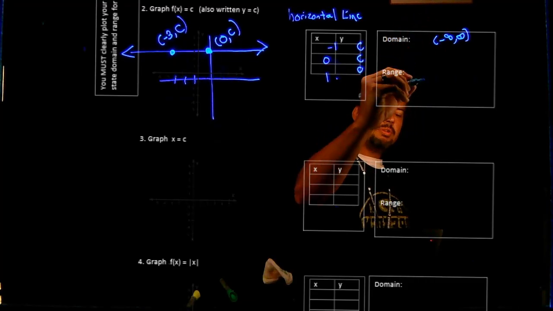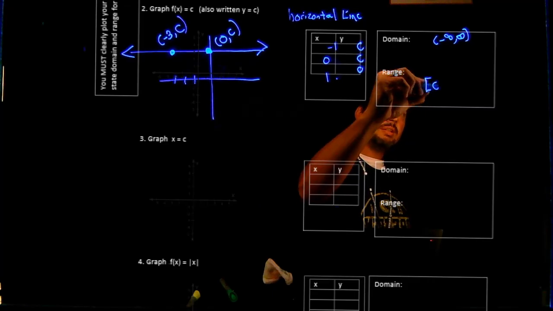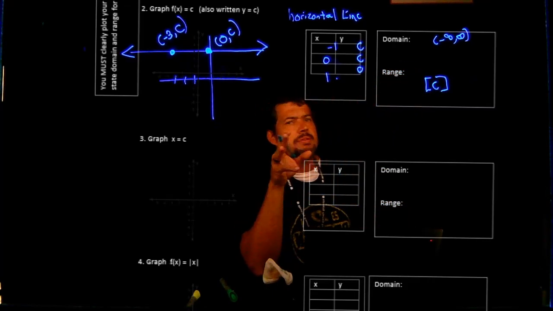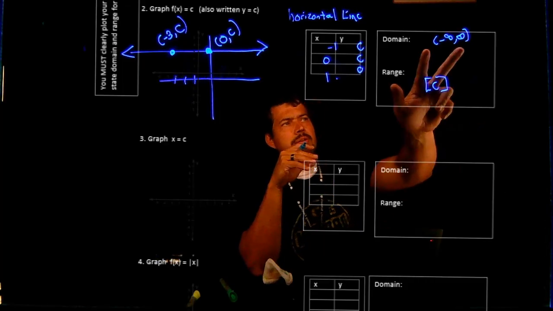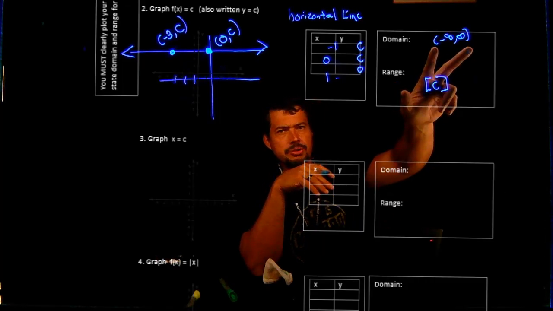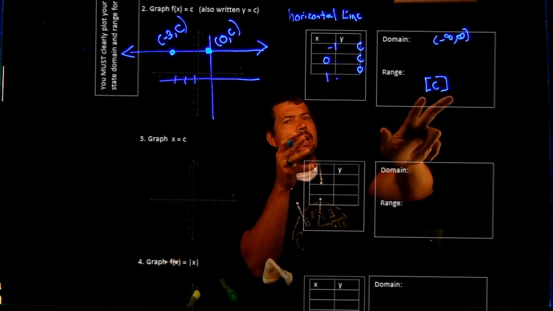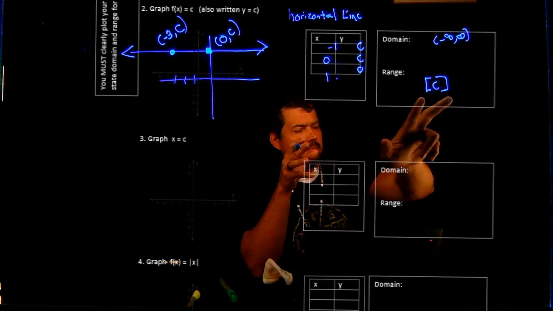Its range is kind of interesting. Its range is simply that y is a constant, and it's done like this. So I've got brackets. Now, it's a good place to talk about the difference between parentheses and brackets. Parentheses are things that you cannot actually get to, that you cannot actually be. You cannot be infinity. A bracket is something that you can be.